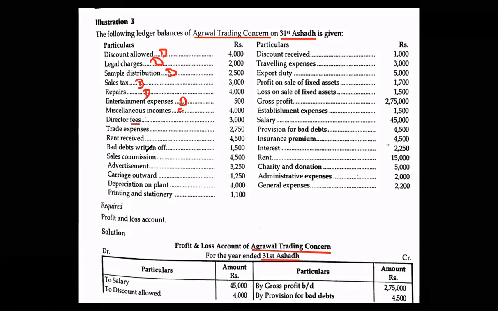Is fee income or expenses? Expenses. Expenses means DR, CR? DR. Here also expenses, the name itself says expenses. Okay, here is rent receipt. What is that? Receipt. Credit. Receipt means credit, because it is the income.